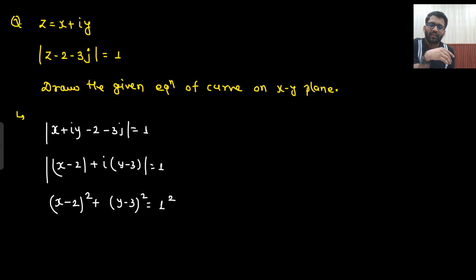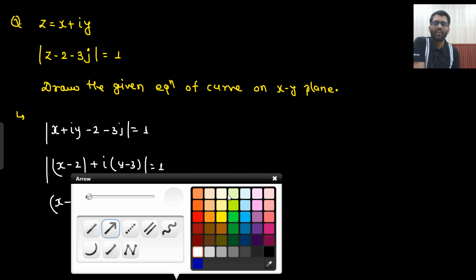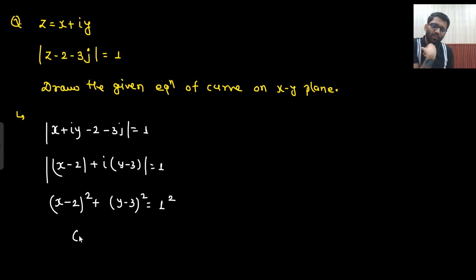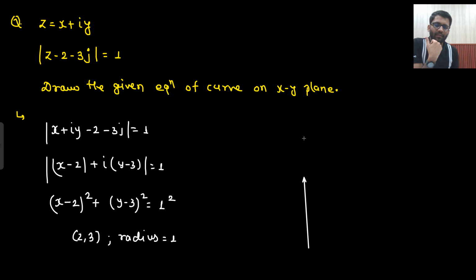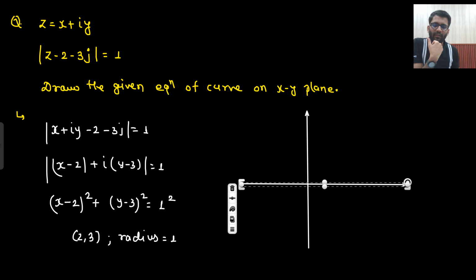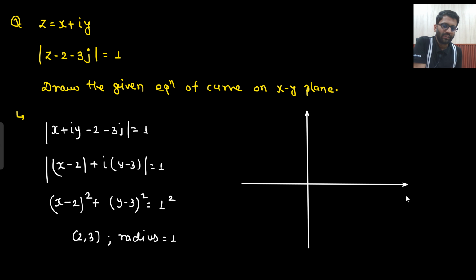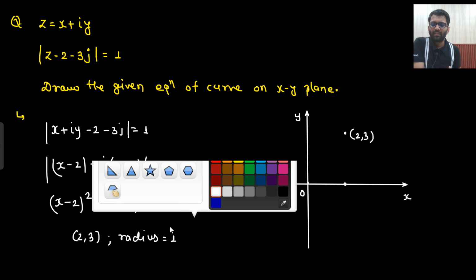So this is an equation of a circle where (2, 3) is the center, and radius is 1, right? This is your x, this is your y. 1, 2, and here 1, 2, 3. (2, 3) is the center, and radius is 1.